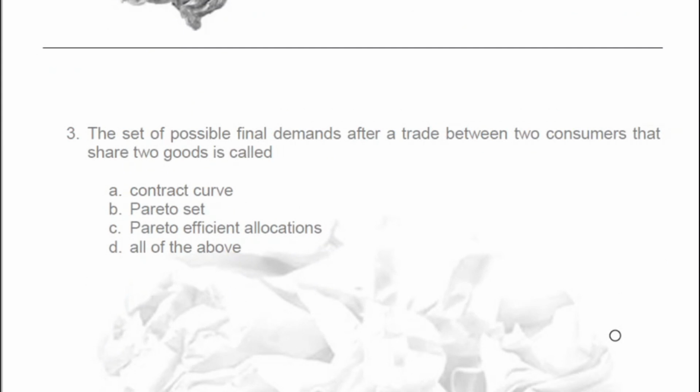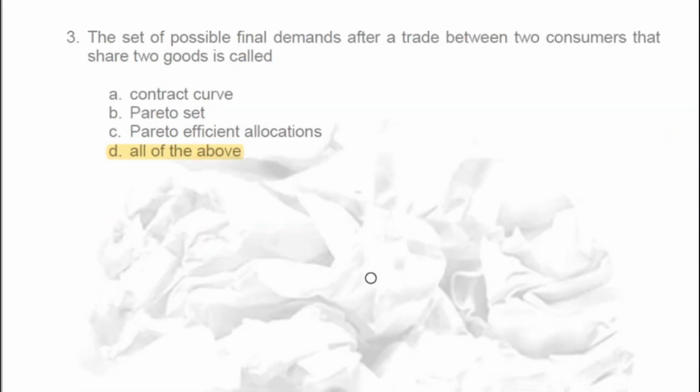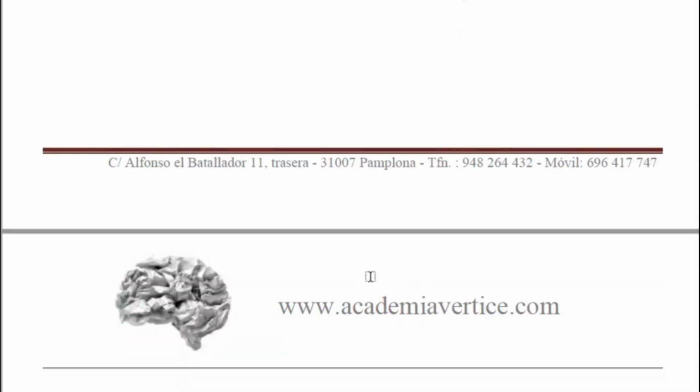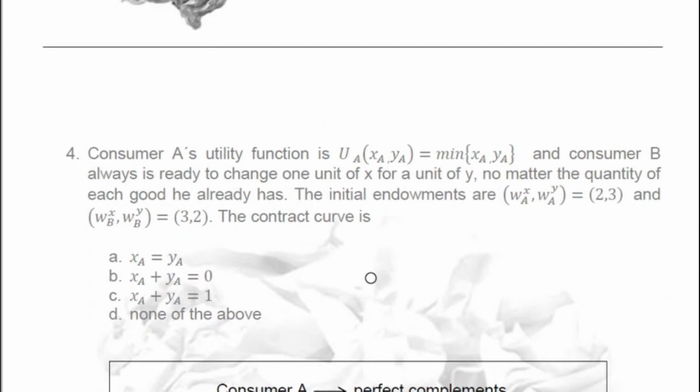Perfect. The set of possible final demands after a trade between two consumers that share two goods is called the contract curve. Yes. Pareto set. Yeah. Pareto efficient allocations. Yes. So we may call it any of these ways.